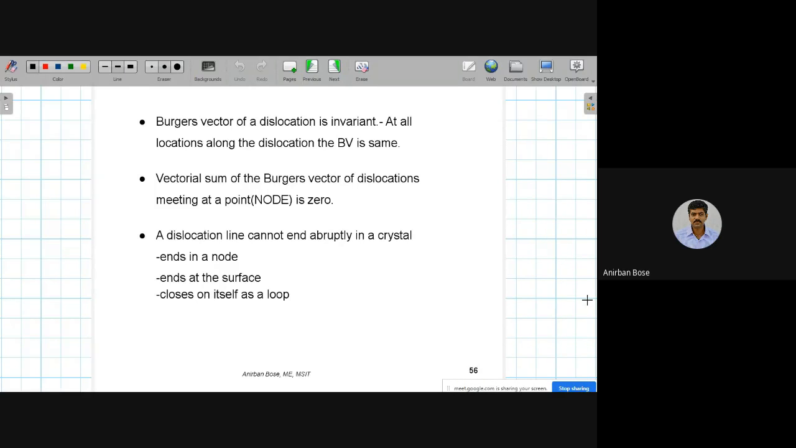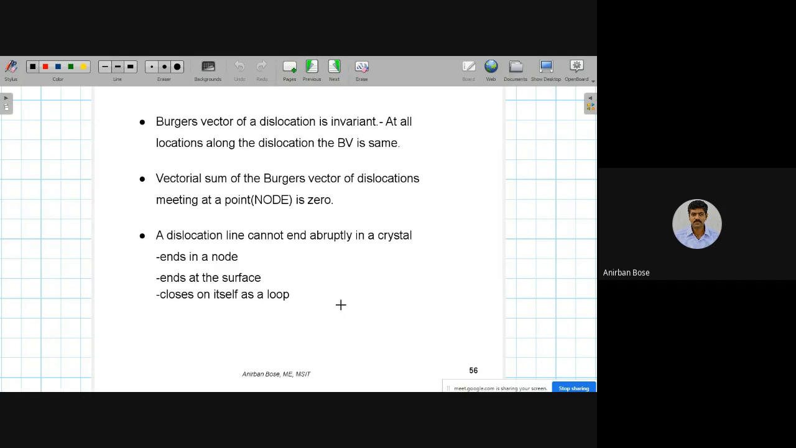So in this lecture, we'll continue with the dislocation. Specifically, we are going to discuss the dislocation motion. So the first point you see, we have already discussed in the last lecture also, that the Burger's vector of a dislocation is invariant. At all locations along the dislocation, the Burger vector is the same.